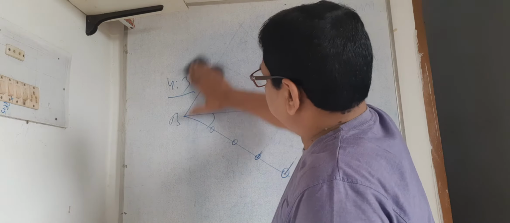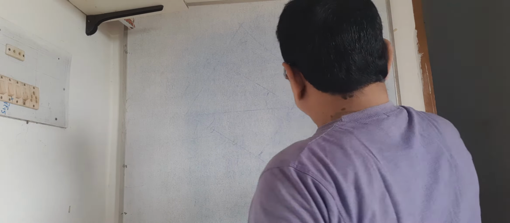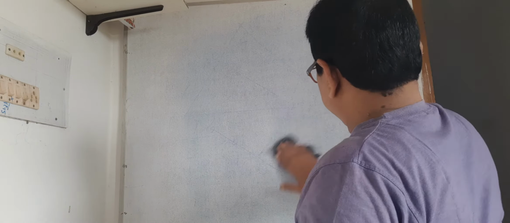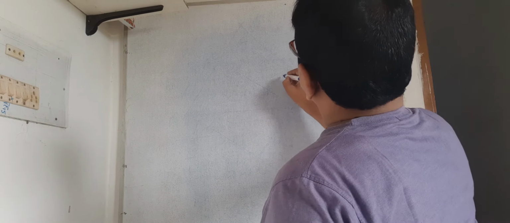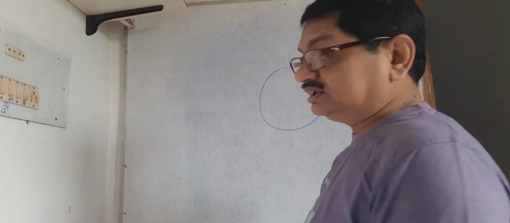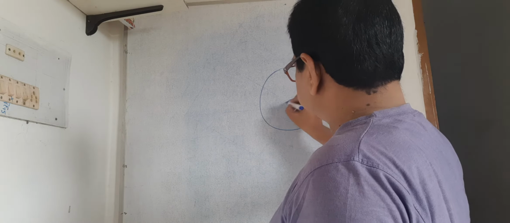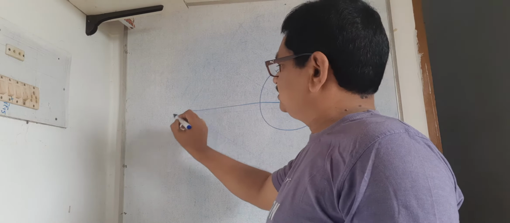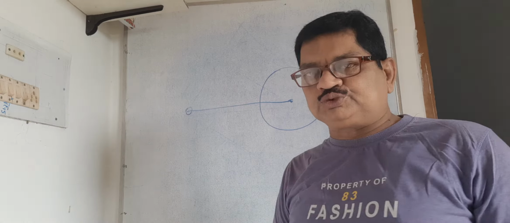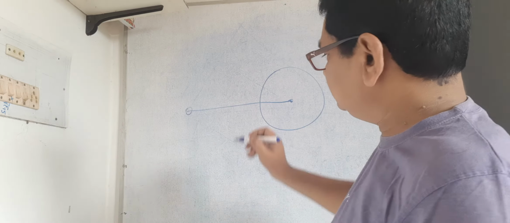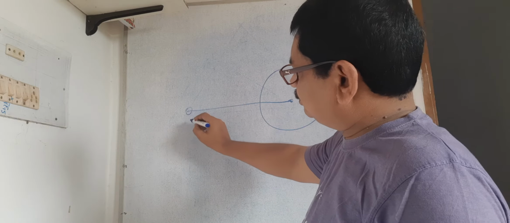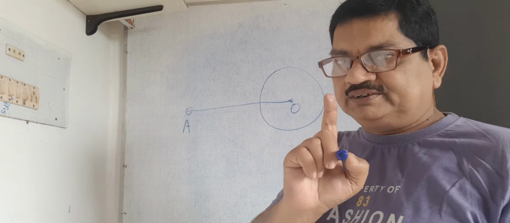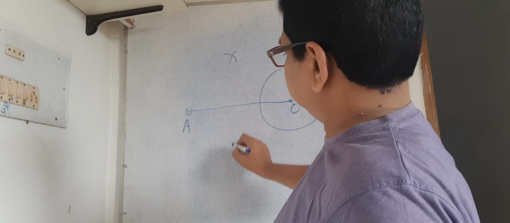Suppose we are having a circle like this. Here we got a circle like this. Here is the center. So you just produce this like this. Suppose from here we have to draw a tangent. Then draw a perpendicular bisector of O and A. Perpendicular bisector, that comes like this.